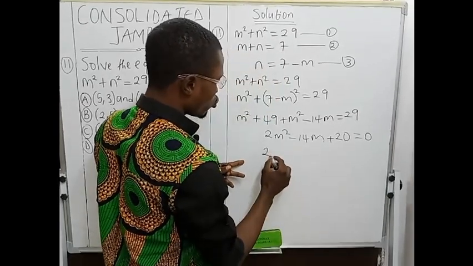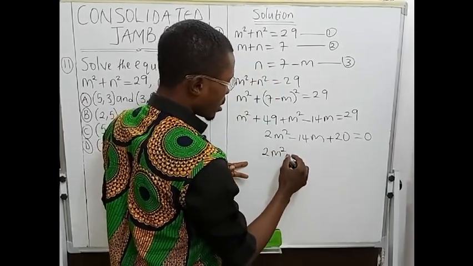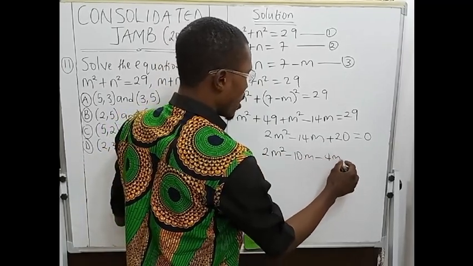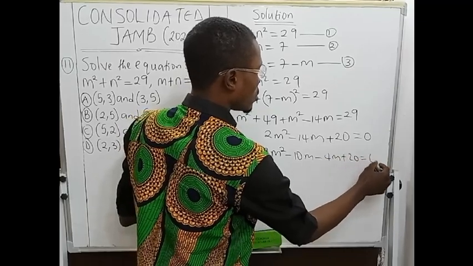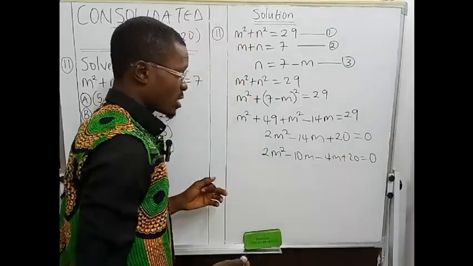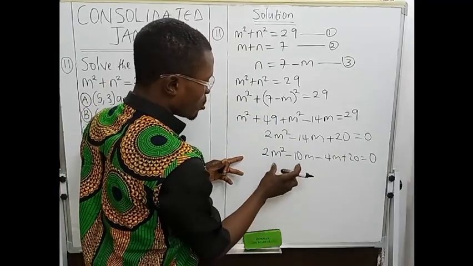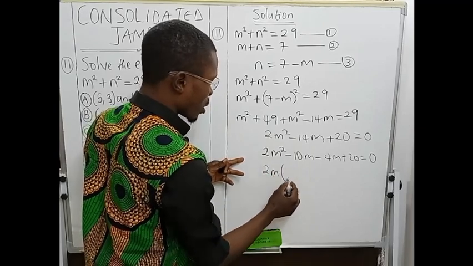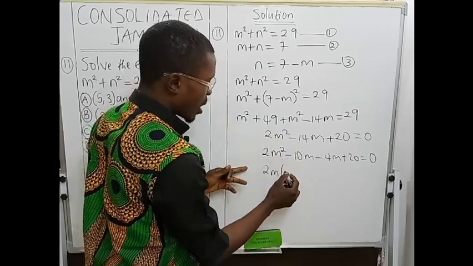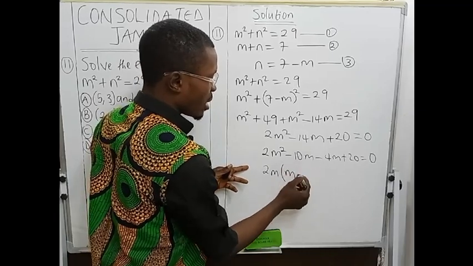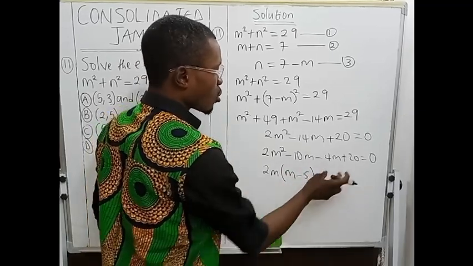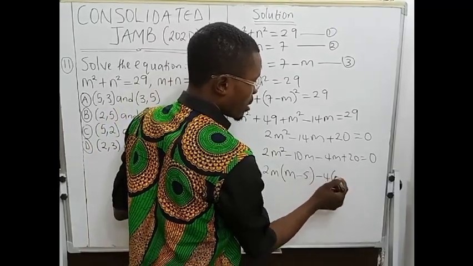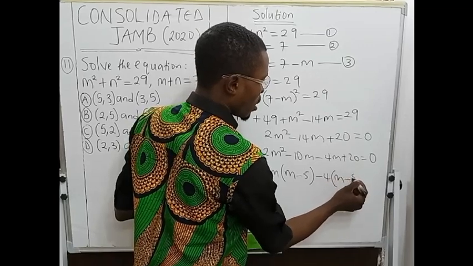We're going to have 2m squared minus 10m minus 4m, then plus 20 equals 0. Then we factorize to get the value of m. What is common between these two terms? 2m is common. You have 2m, bracket open. When you factor out 2m from here, what do you have left? I have m. Factor out 2m from here, I have minus 5 left. Coming to these two terms, what is common? Minus 4 is common. I factor it out. Take it out from here, you have m left. From here, you have minus 5 left.